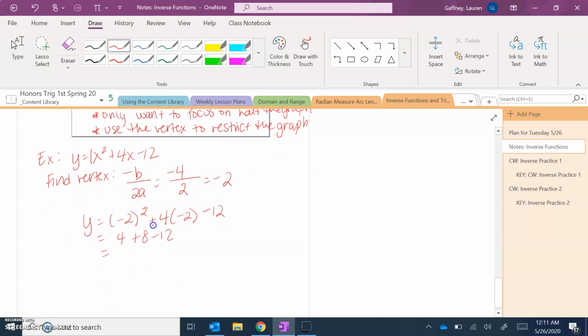Oh, I copied it wrong. Sorry, that should be a plus. So this should be a minus 8. My bad. Okay, so we should get negative 16. So my vertex is at negative 2, negative 16.